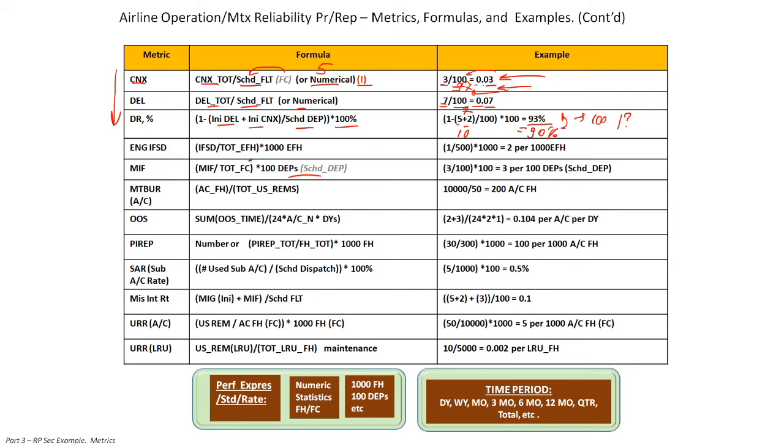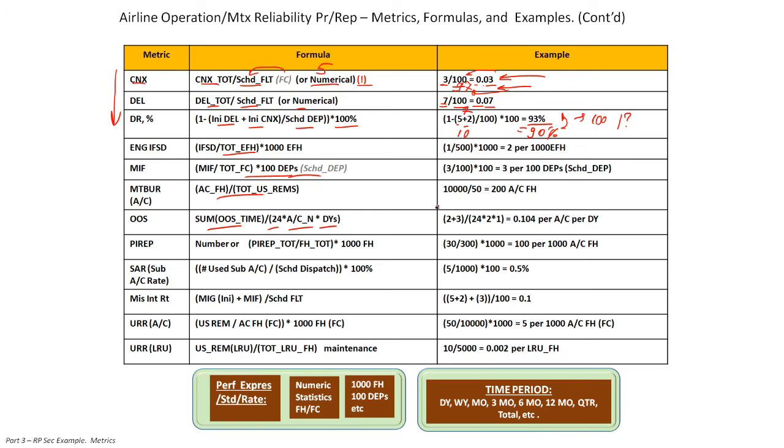Engine in-flight shutdown. It's all about engine flight hours in the denominator. Be careful here. Mission interruption flight partially covered, not repeating. MTBR, self-explanatory. Auto service: sum of auto service time, divide by 24 hours, multiply by aircraft number, multiply by days.